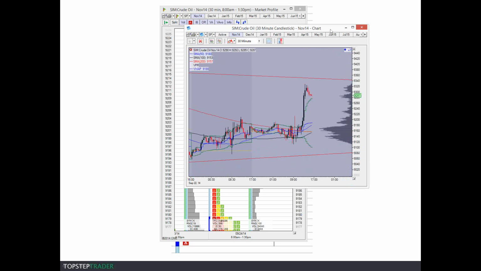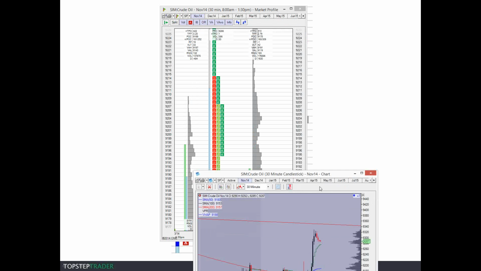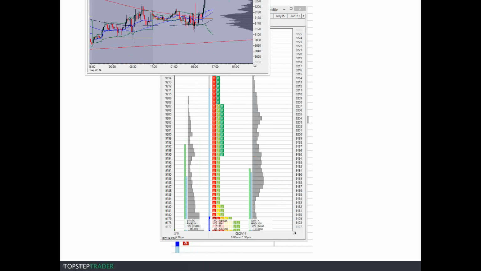And this is the all session. This is why it looks like this. The day session volume point of control is a little higher than that. So right. Does that make sense?